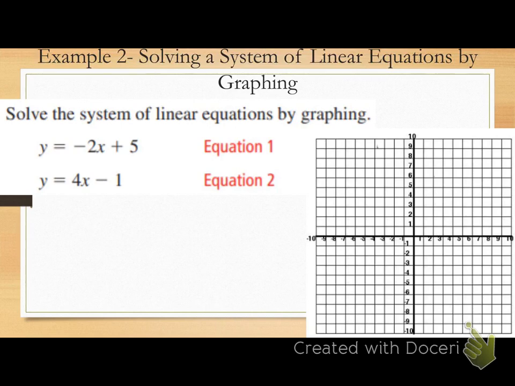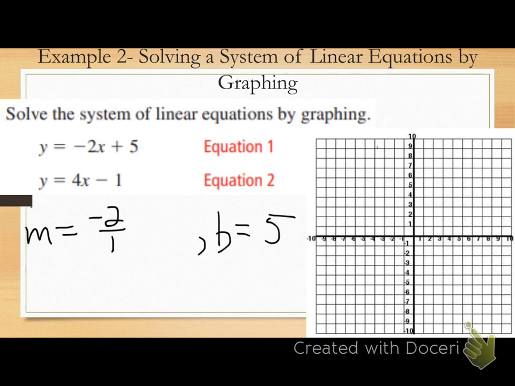So equation 1, what's my slope? Negative 2 over 1. And what's my y-intercept? 5. When I'm graphing in slope-intercept form, what's the first thing I need to graph? Not the slope. The y-intercept. The y-intercept is my starting point when graphing in slope-intercept form.